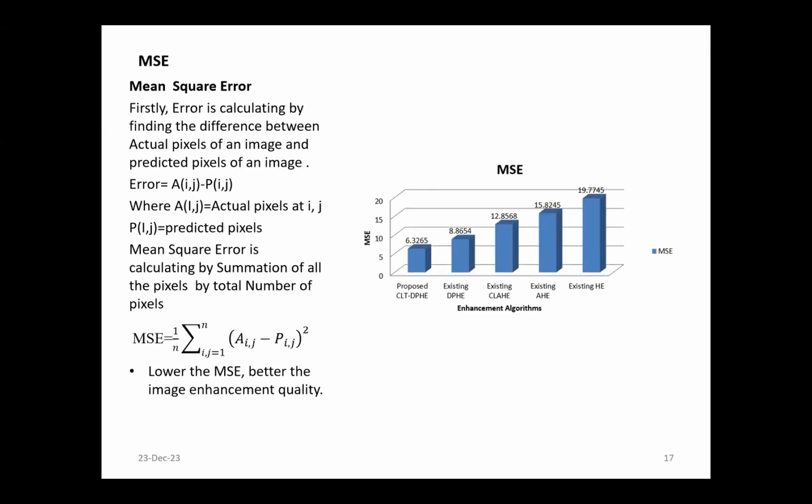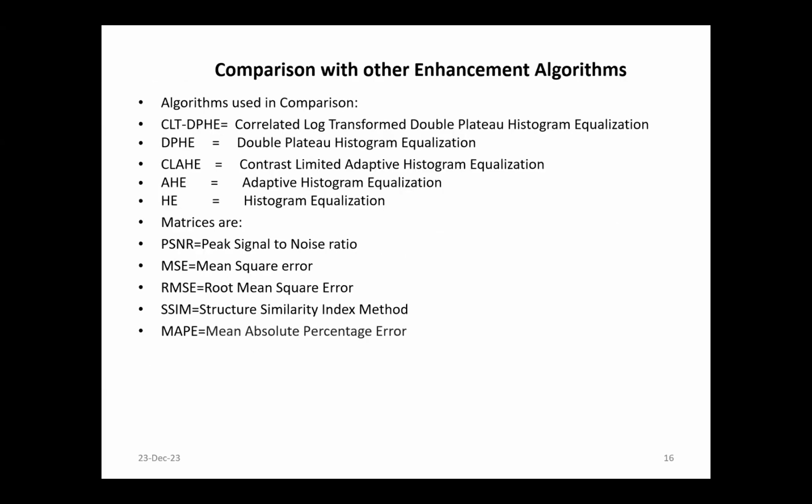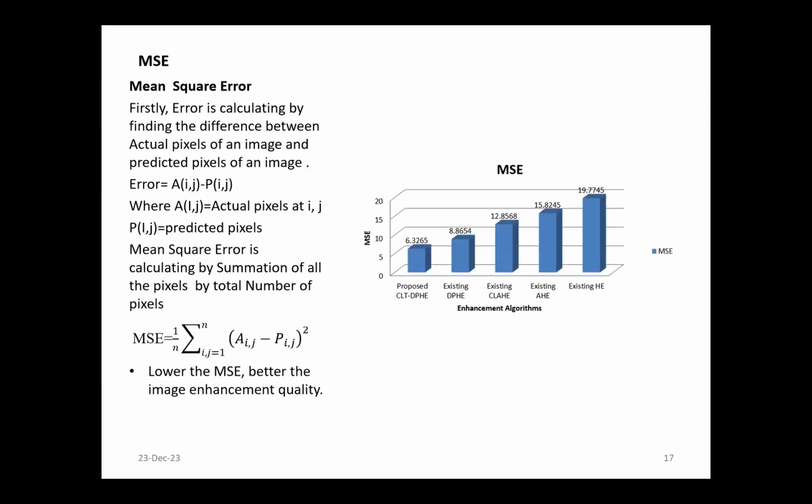So firstly, what is the mean square error? The mean square error is calculated by finding the difference between the actual pixels of the image and the predicted pixels of an image. So here the error is equal to the difference between the actual and predicted values, which we square, and then the summation is done.